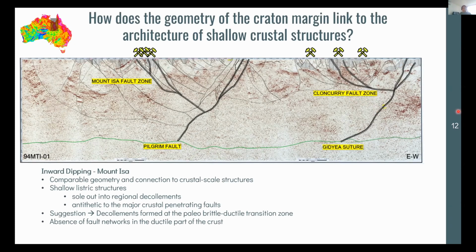Our observation suggests that most of the major structures develop in the hanging wall of the sutures, and the mineral systems form in the hanging wall of these listric faults. So we have these crust penetrating structures, and they can act as a first order control on mineral systems. They provide a pathway for fluid that feeds into these upper crustal structures and helps to create the mineral systems.